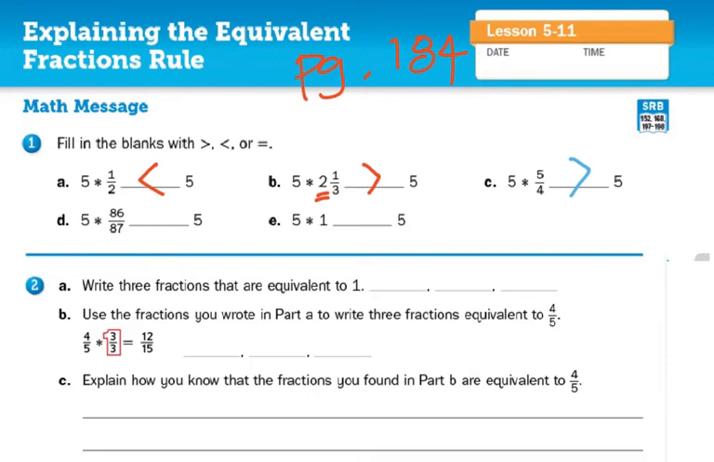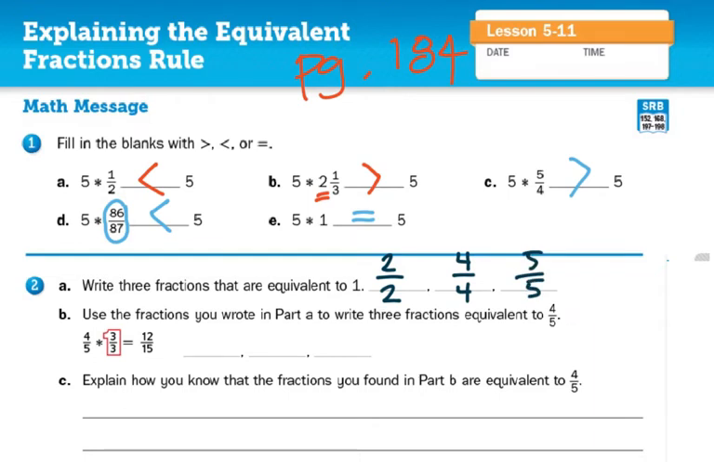5 times 86/87ths. This is just a little less than 1. So we know 5 times 1 would be 5. So 5 times something less than that is going to be less than 5. And 5 times 1 is equal to 5. Please write 3 fractions that are equal to 1. Remember that as long as the top number and the bottom number are the same, it equals 1 whole.